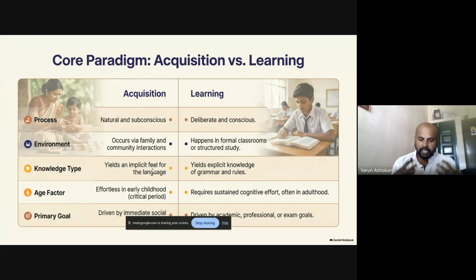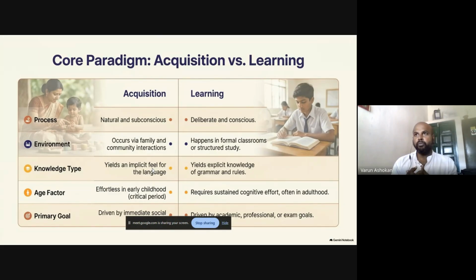We teach, and learning mostly happens within a restricted environment in the classroom. We deliberately and consciously teach the language. You understand what is adverb, subject, verb, object. It happens very systematically, whereas acquisition happens in the family environment, in community interaction. Acquisition yields an implicit feel for the language because a lot of connections happen while acquiring the language.